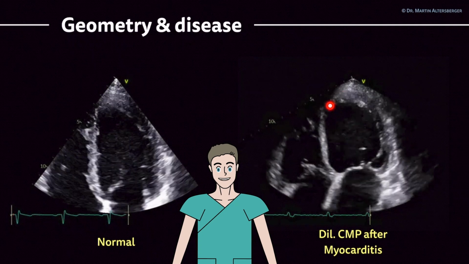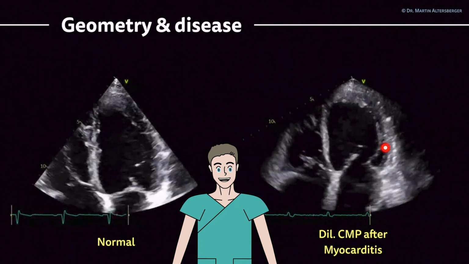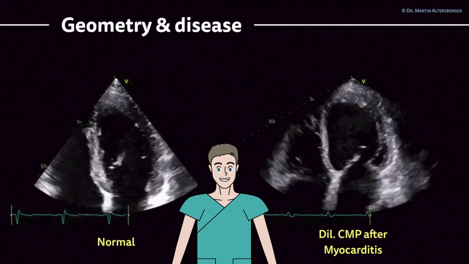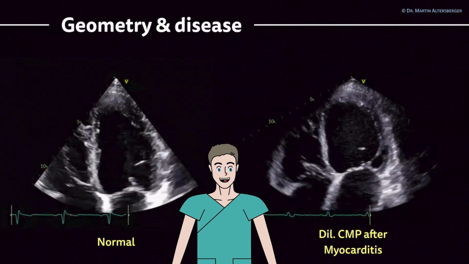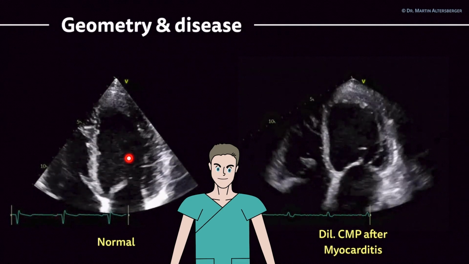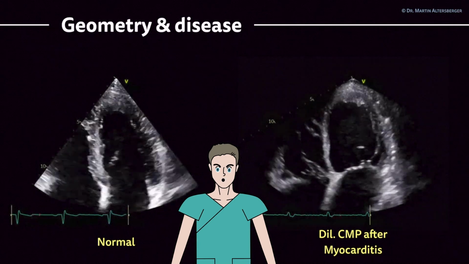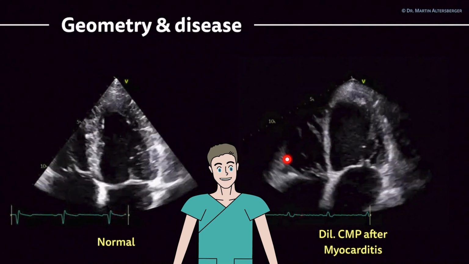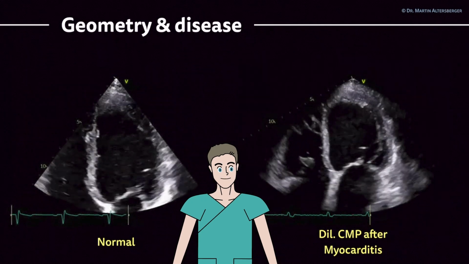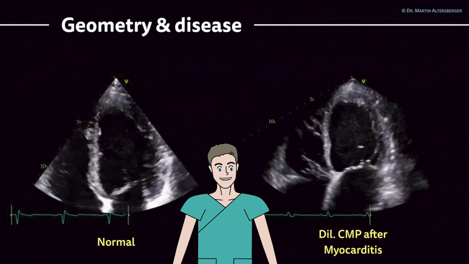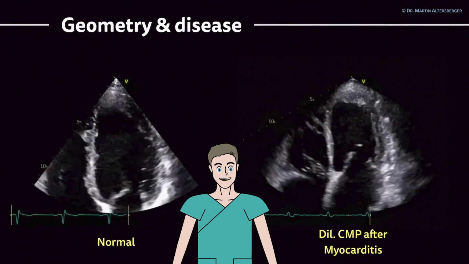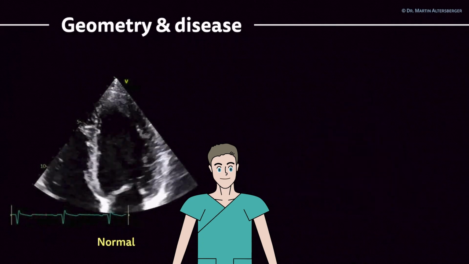You could think that there's also wall motion abnormality here, but overall it's a severely reduced left ventricular function we can see here. Also compare the left heart, so here, with this heart on the right side. You do see that also the right ventricle is dilated and the function is definitely reduced. So this is a dilated cardiomyopathy after myocarditis.